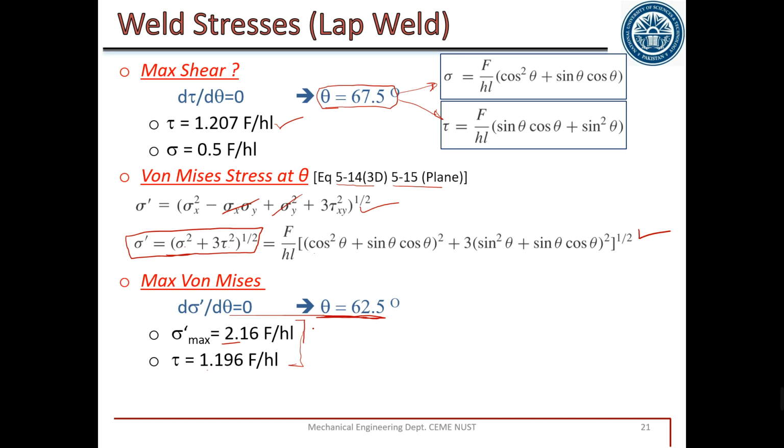But I have already told you that a weld will always fail due to shear, not due to axial loading. So we will be preferring this value or this value. How to judge? I have also calculated the value of 6.23, because at this point tau is 1.1, but sigma is higher as compared to this one. So the overall magnitude or overall representation of stress is higher. So either we use this value theta 67.5 or theta 62.5.